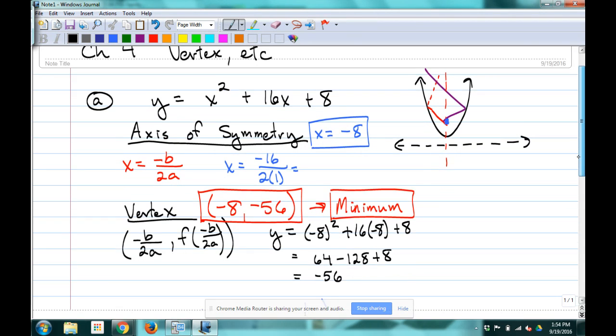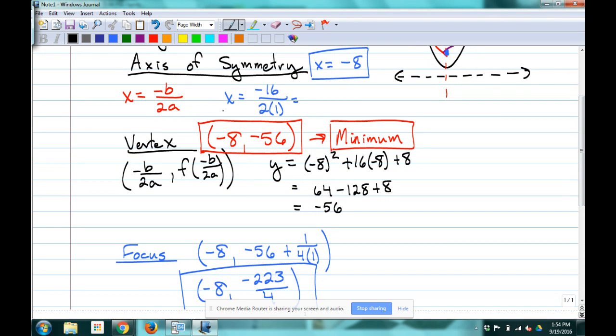Negative 56 is k. If we rewrote that problem in vertex form, that's where h and k are coming from. They're the vertex that comes from the vertex form, which is why I was using those letters there.